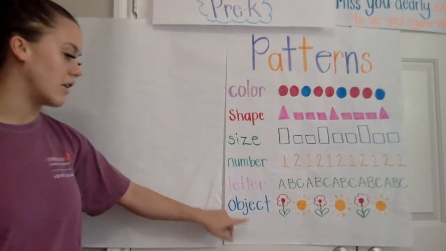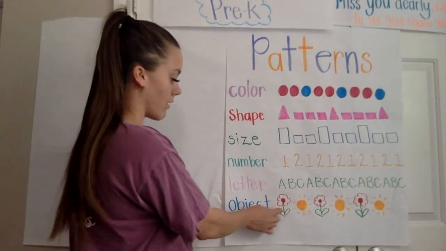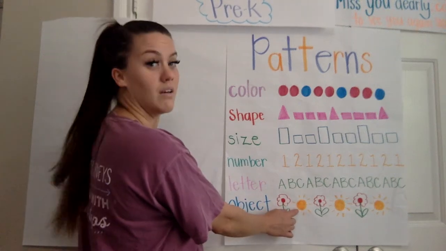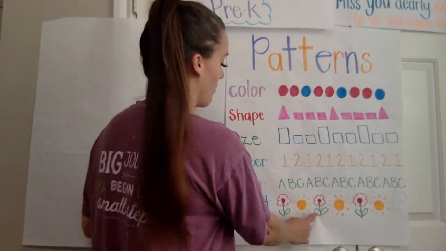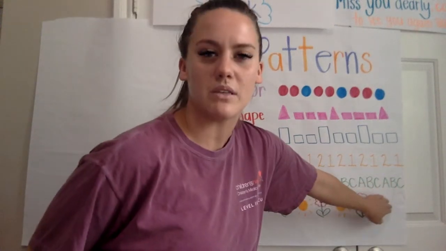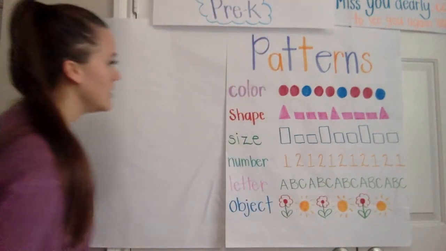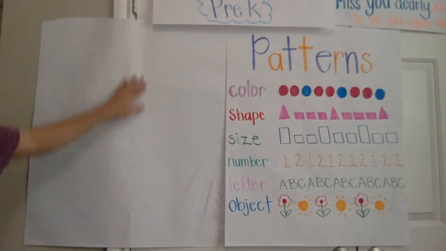The last one we have is objects, or maybe a picture that you draw. So we have flower, sun. Good. Flower, sun, flower, sun. Good. So the next object that we would see would be what? Flower. Good job.